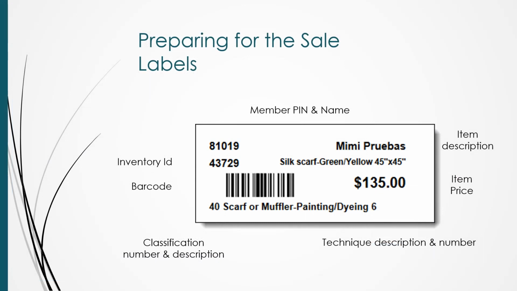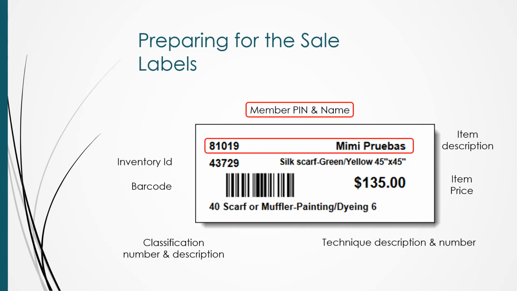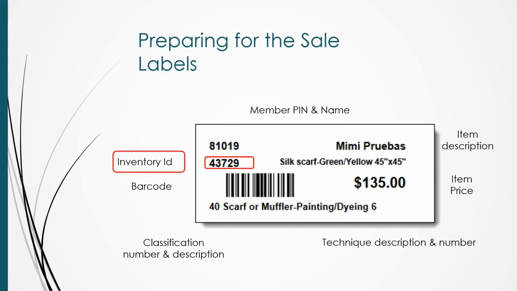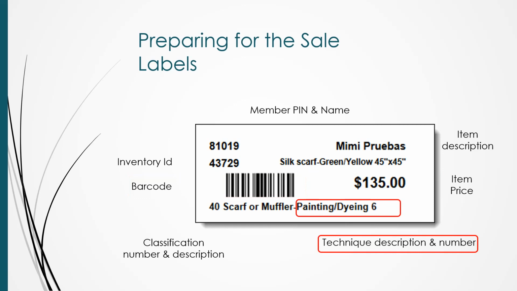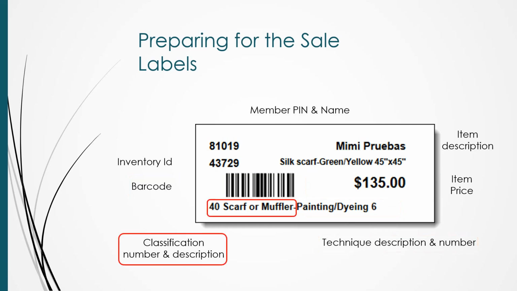This is what your label will look like when you print it. At the top, you will see your member PIN and name. Below that you'll see the inventory ID, the item description, the item price, the barcode, the technique number and description, and classification number and description.